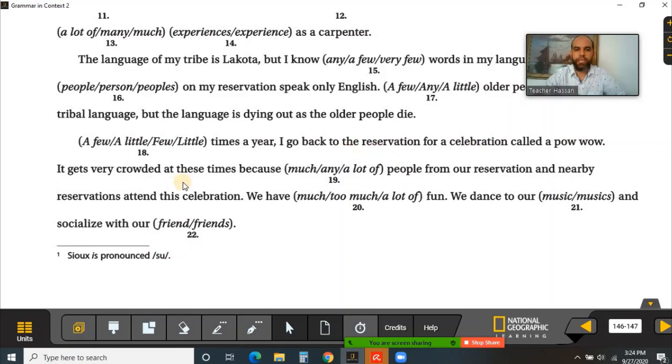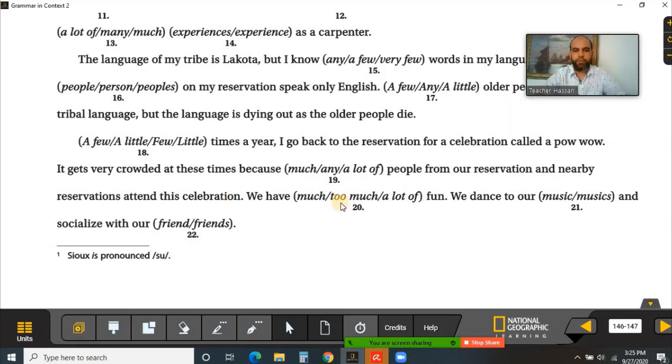It gets very crowded at these times because a lot of people. We have people, that is a countable noun. We have to eliminate much. Much describes non-countable nouns. Any and a lot of. Any works in negative statements. This is positive or affirmative. Any doesn't work, so a lot of is the correct answer. People from our reservation and nearby reservations attend this celebration.